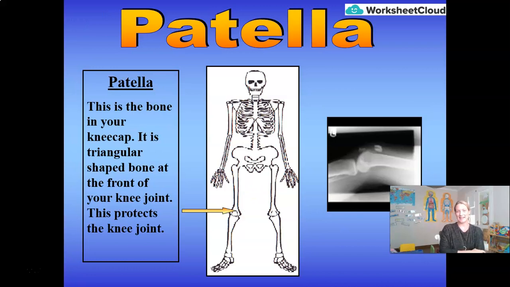The patella. The patella is the bone in your kneecap. It's a triangular shaped bone that sits at the front of your knee joint. It protects your knee joint. It's very important. So if you have a little look here, I've actually got an X-ray of a knee joint there.